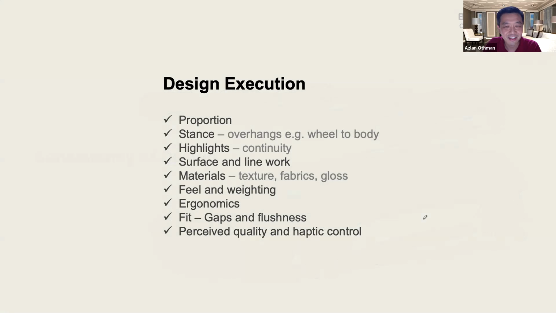So to execute great design, you must have these items. Some are more applicable to automotive design, like this, for example, stance. But basically, the rest applies to all products that engineers and designers do. You must have good proportions. You must have great highlights. You must have good materials. Ergonomics, very critical nowadays. And on my personal part, perceived quality and haptic control. That's the next phase of great design, which people are still exploring nowadays.